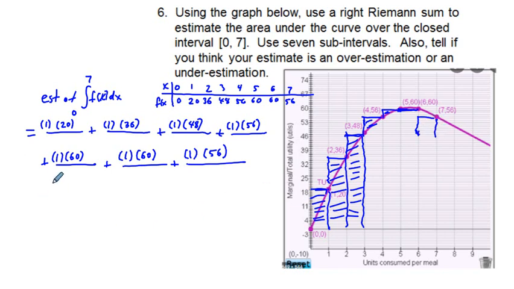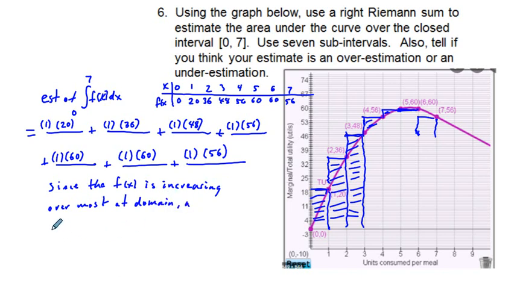So this is kind of axiomatic, since f of x is increasing over most of the domain, a right Riemann sum is an overestimation.